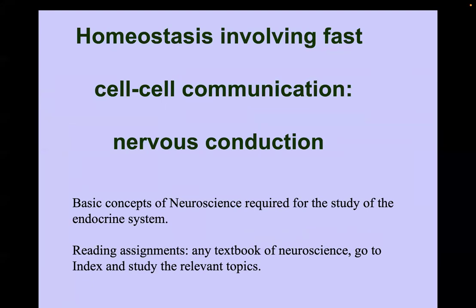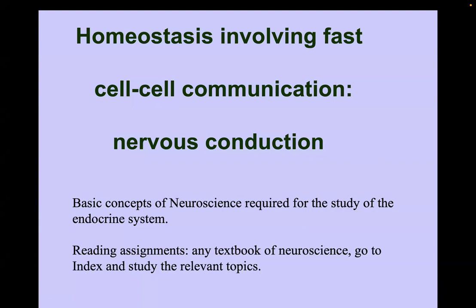So homeostasis involving fast cell-cell communication, that is nervous conduction. This is something the nervous system, the endocrine system uses as it brings about a response, a physiological response to a hormone. And that requires also that the hormone be taken, say, to the brain. And that's the nervous system. And there it affects behavior, neural circuits that serve behavior. So large size in an organism, larger than a few cells, requires that you have a means of communicating. And that's what the nervous system does.